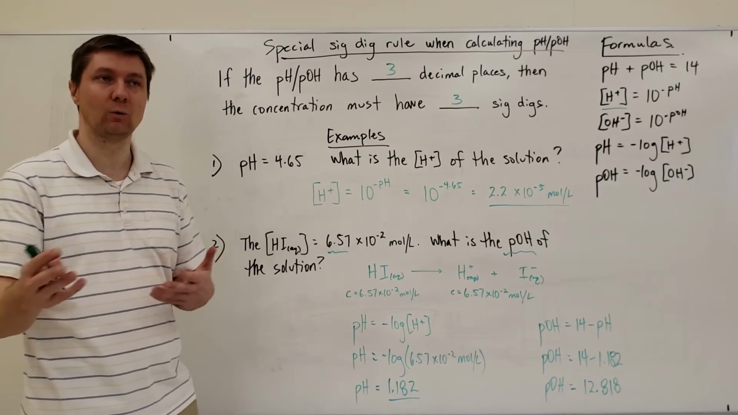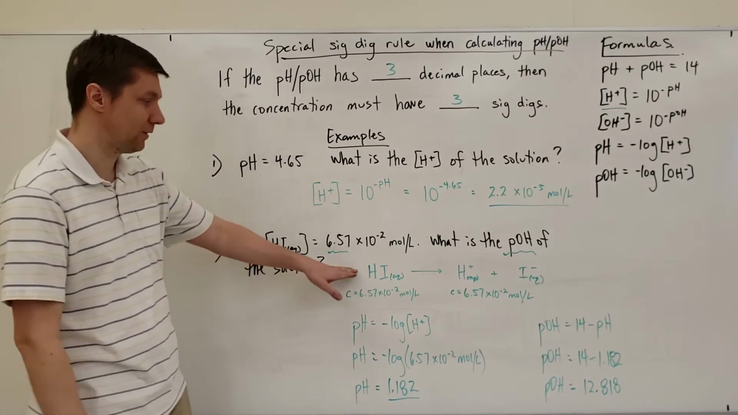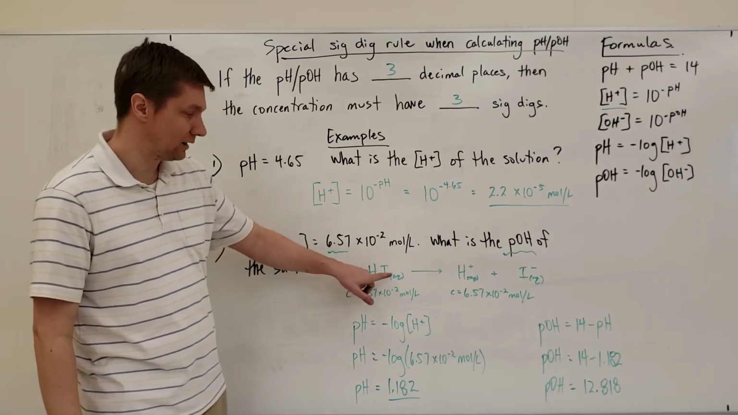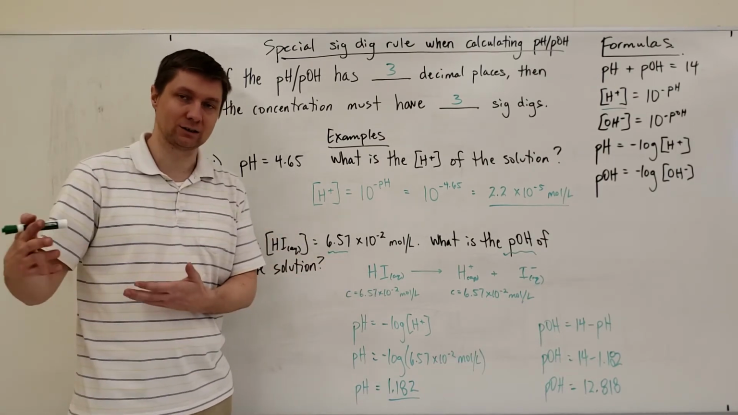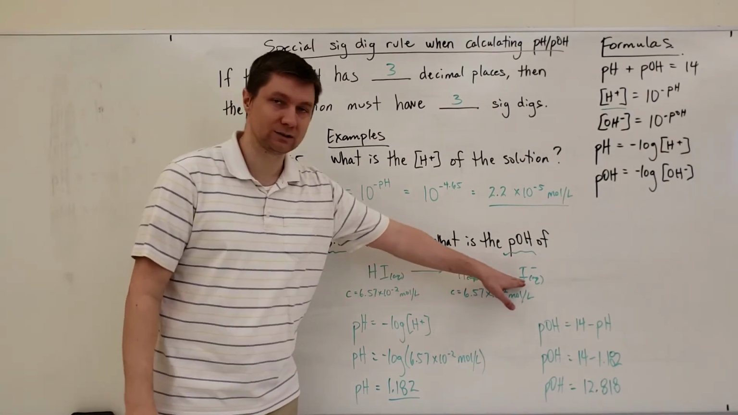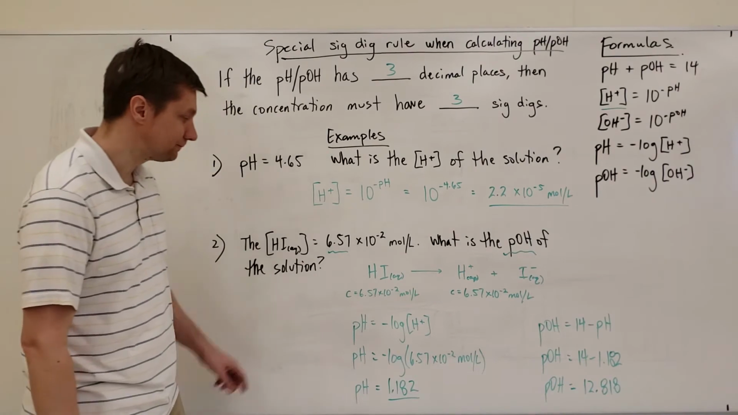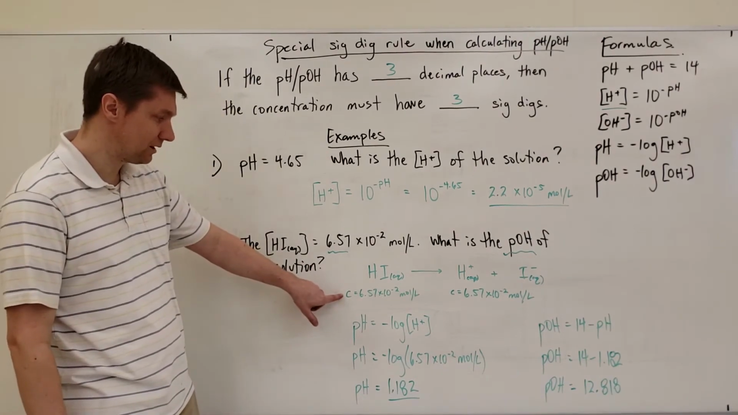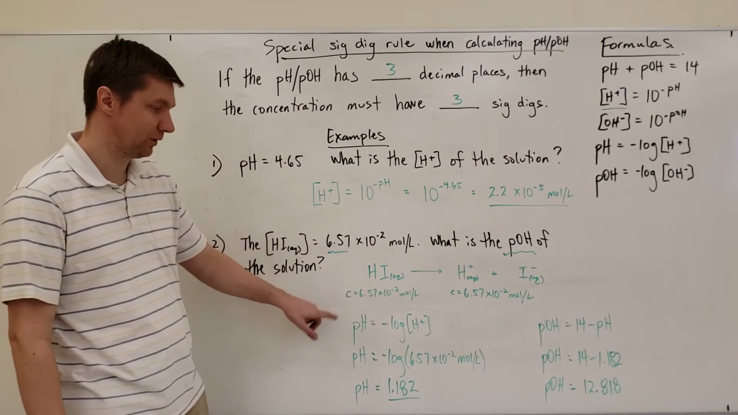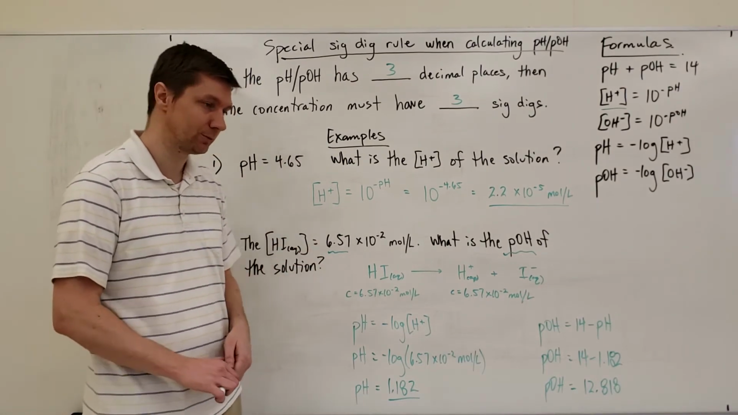The way we figure out whether they're the same or not is I have to write out an ionization equation. If I have HI as my acid, I know that this acid is going to ionize. So I write out an ionization equation. It's going to ionize into H plus and I minus. This concentration right here is the concentration that was given to me in the question, which is 6.57 times 10 to the negative 2 moles per liter.